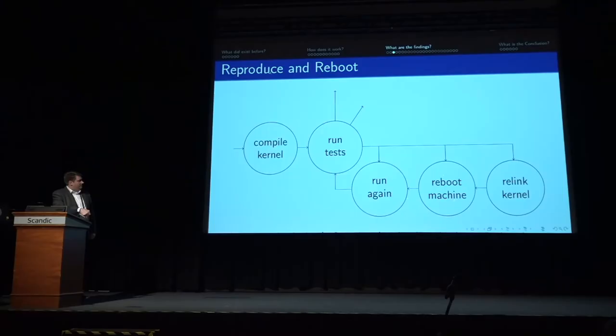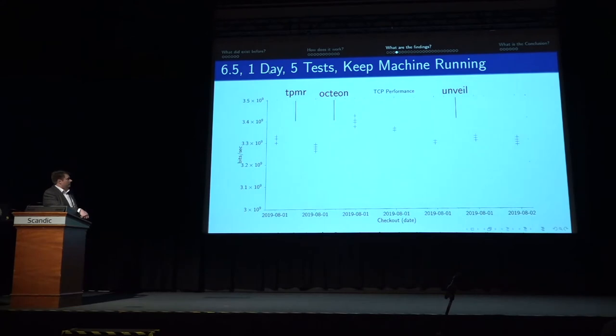So what I did first was just run it again without relinking anything. Then I said, okay, let's reboot it, see if something changes. And then I said, okay, let's turn on relinking the kernel again and see what happens then. So on that level are the findings with those options that you can use.